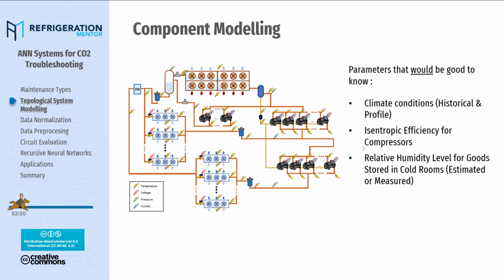The isentropic efficiency for compressors, which is a value of how close the compressor is to reaching ideal performance without losses. Sometimes we can take this value as 70%. And the relative humidity level for the product stored in cold rooms, or even better, if we can measure it with a controller or maybe a thermohygrometer.